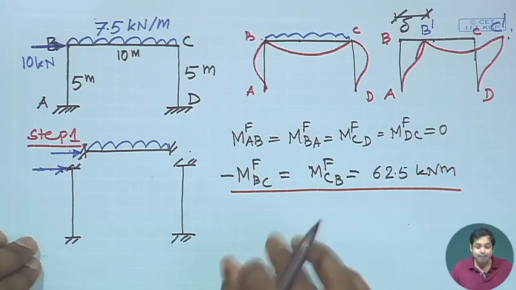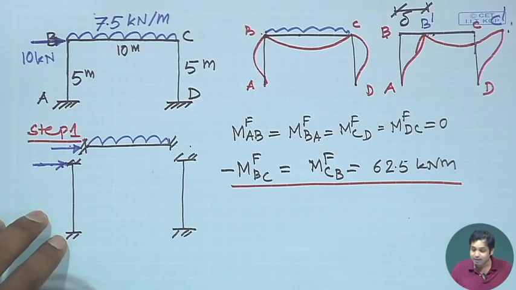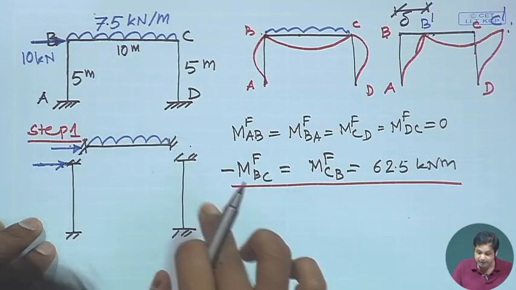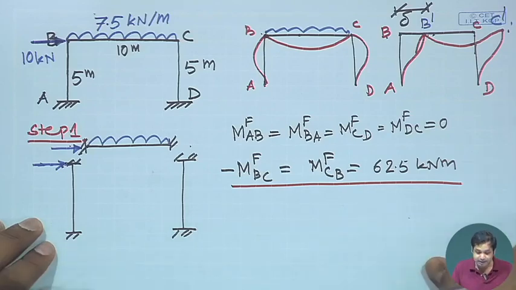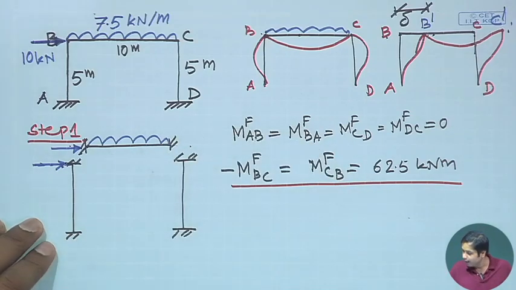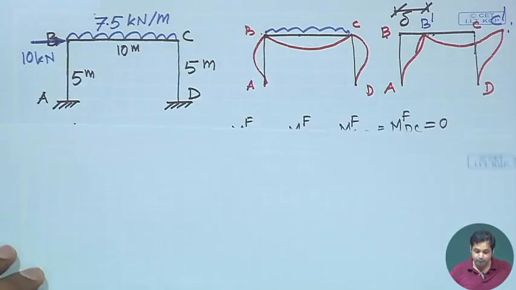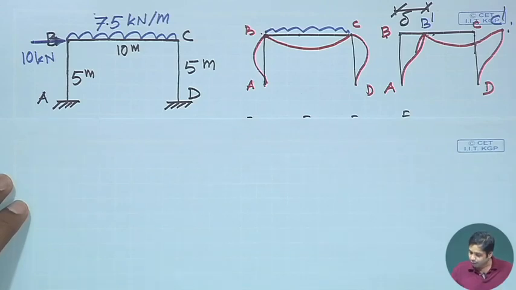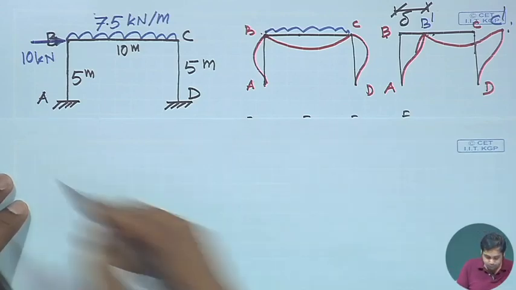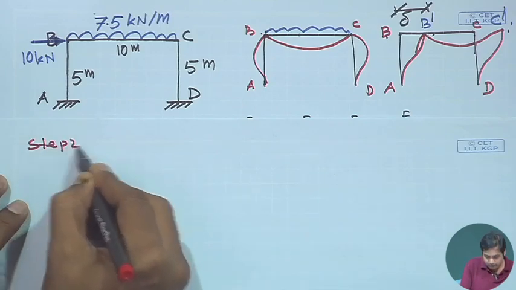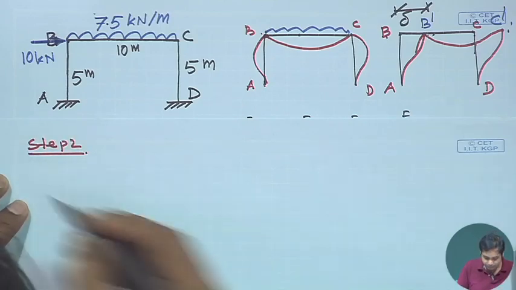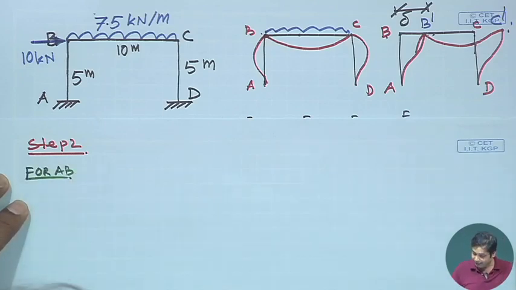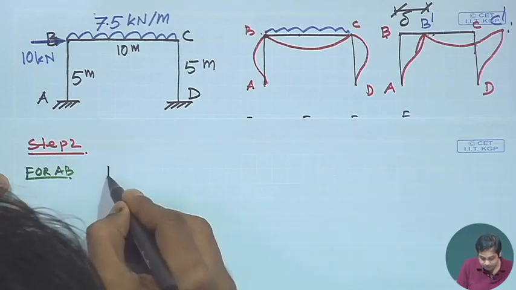Now, the second step is applying the slope deflection equation for the different members, member AB, BC and CD, and the difference lies there. Okay. Let us first apply the slope deflection equation for span AB. So, step 2: slope deflection equation for span AB. What is the slope deflection equation?